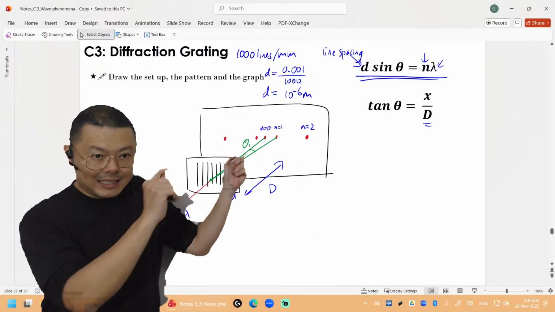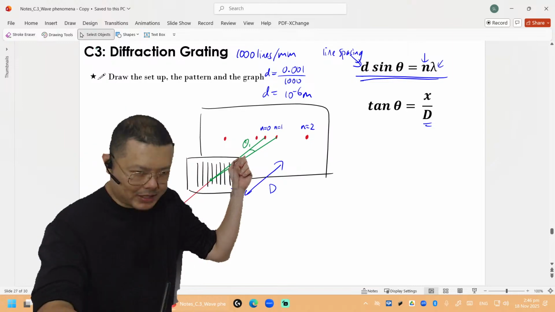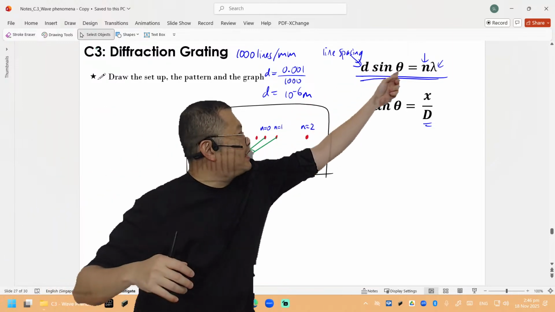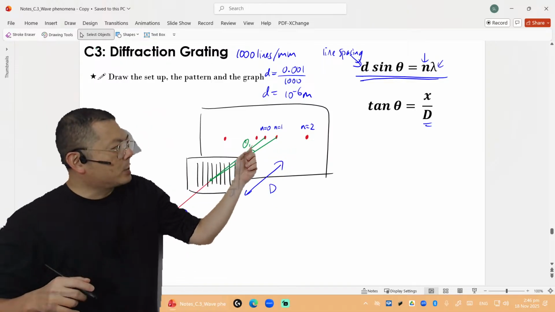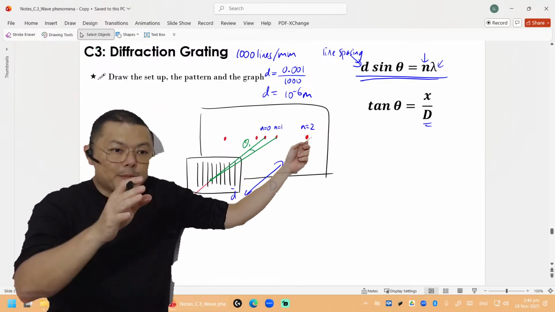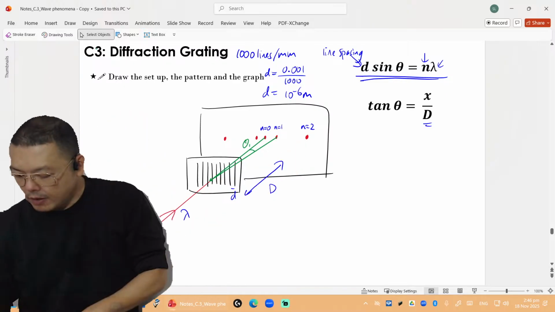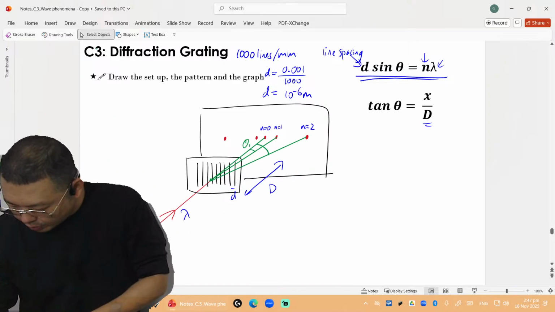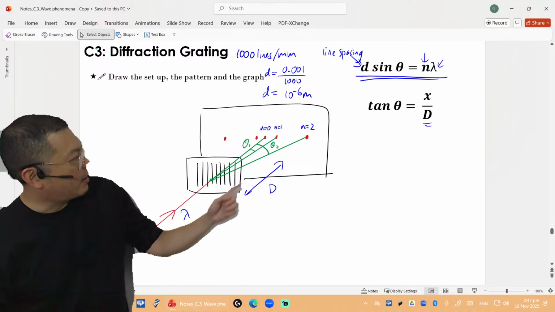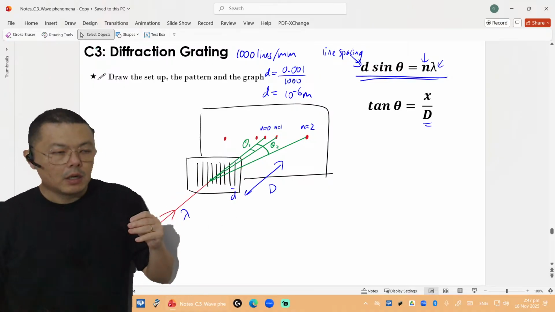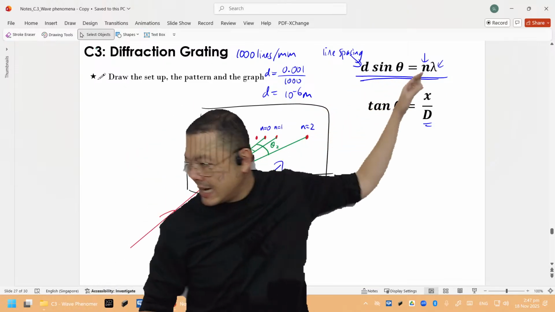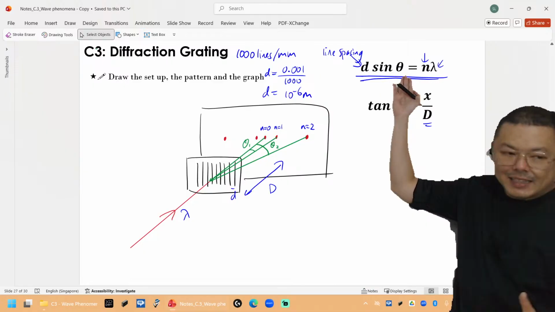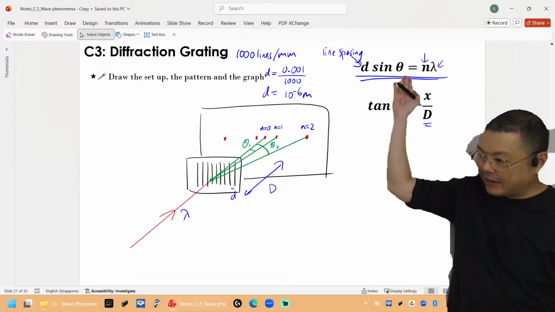But theta in diffraction grating is not constant. If you want to find theta 2, meaning the angle to the second order, it is always measured from the central maxima. So theta 2 is measured all the way from the central maxima. So this theta here is different from the theta in single slit and from the theta in double slit. That's why I say same but different.